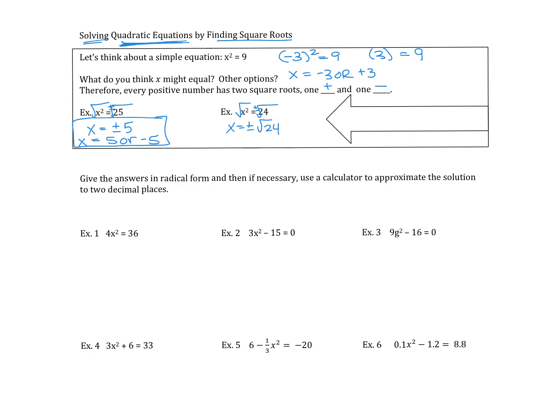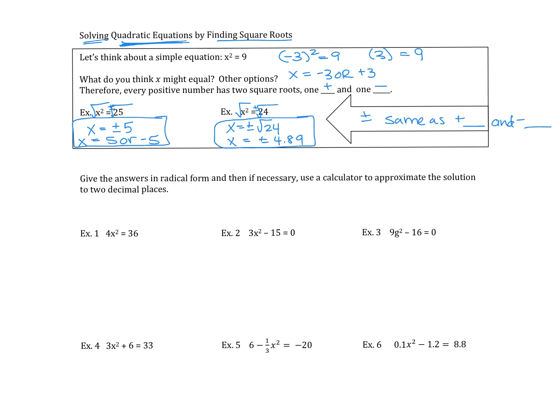And on my calculator, if I take the square root of 24, I get 4.89. So that means that my x is either equal to the positive square root of 24, which is positive 4.89, or it's equal to the negative square root of 24, which is negative 4.89. So when I have a plus minus, it's the same as writing it as a plus answer and a negative answer.